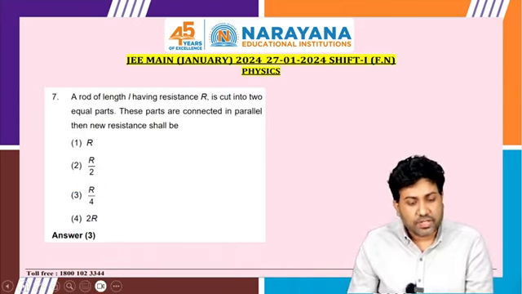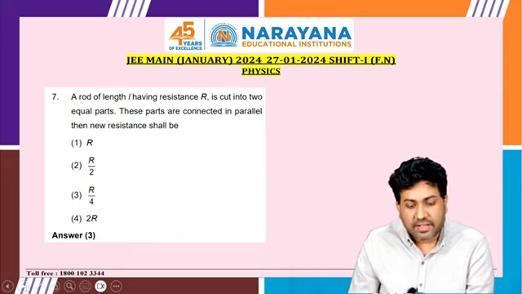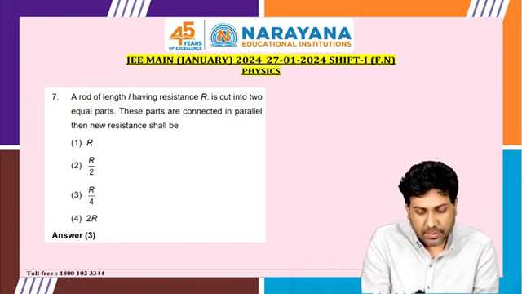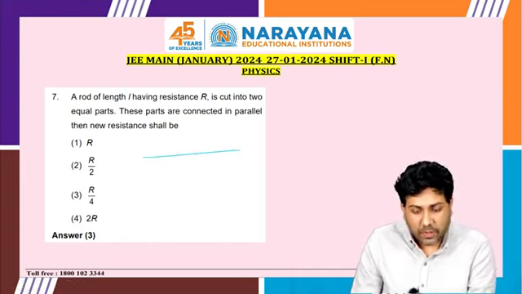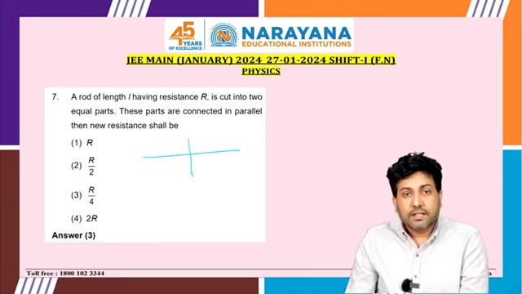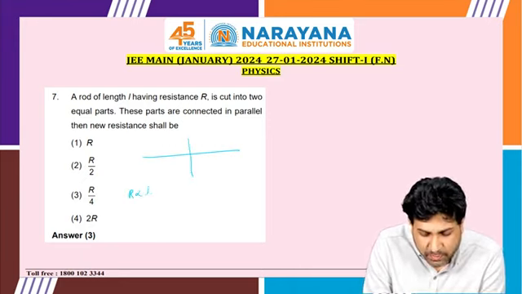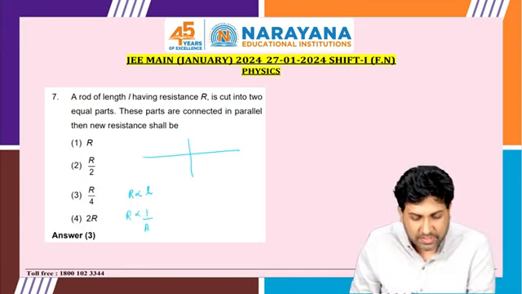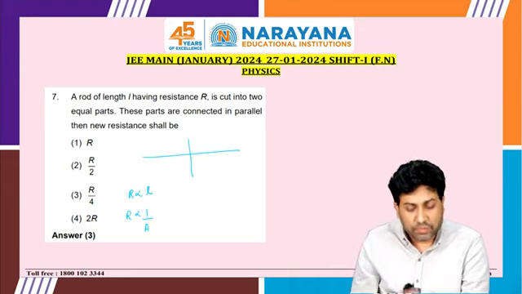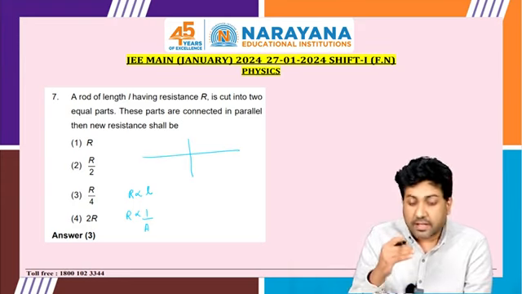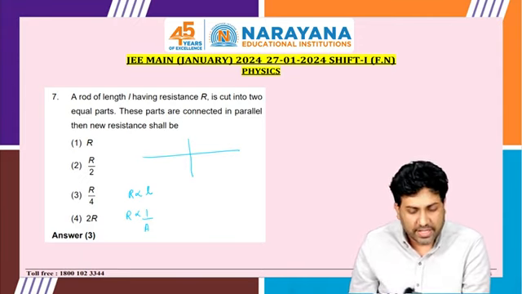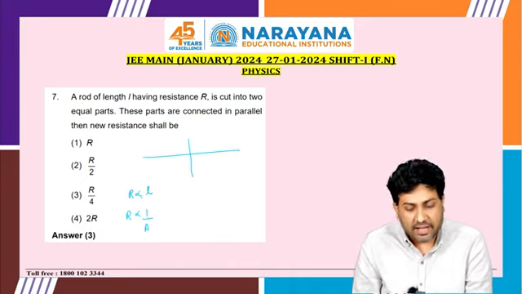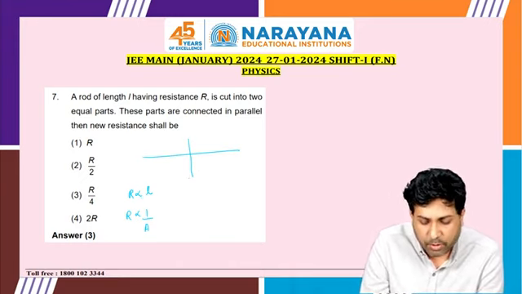So what is given in this question? A rod of length L having resistance R is cut into two equal parts. So a rod, and this rod is cut into two equal halves. Now I know that resistance is directly proportional to length and resistance is inversely proportional to area of cross section. Now when you have cut it into two halves or two equal parts, the area of cross section has not changed. So that's why the resistance here will only depend on L. The length has halved, that means the resistance has also halved.